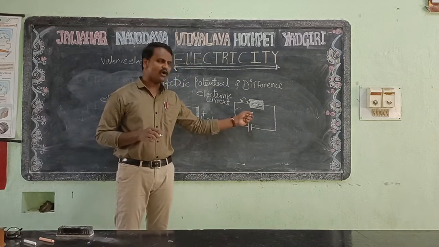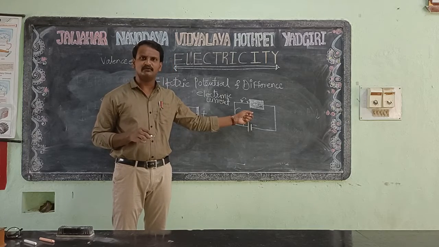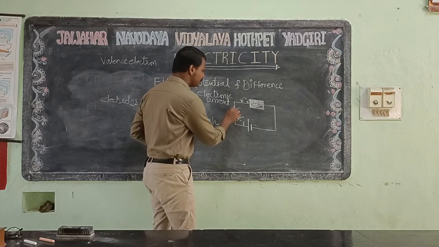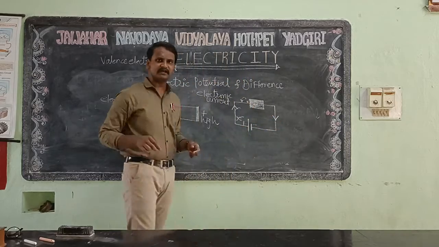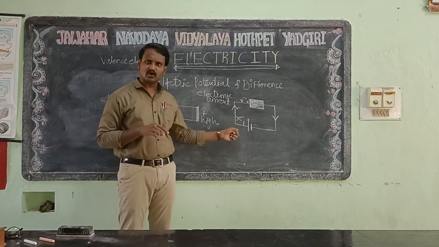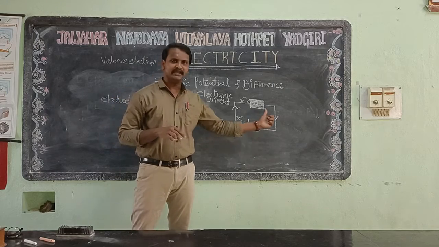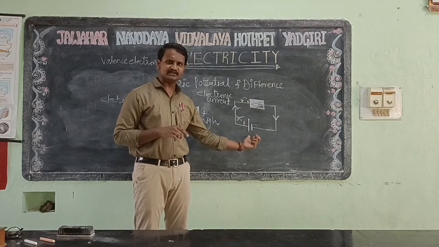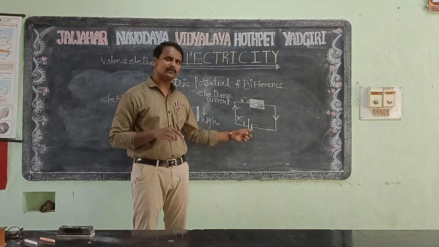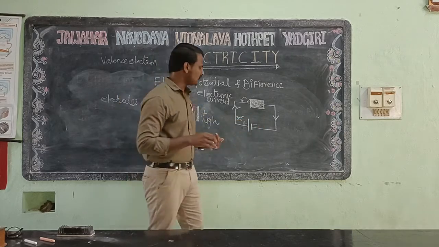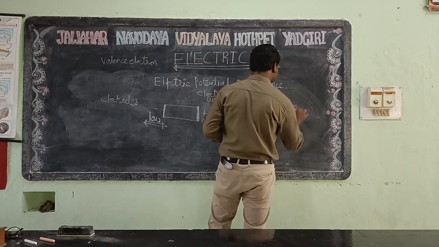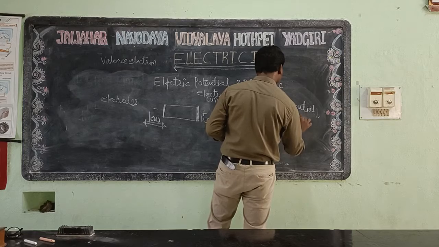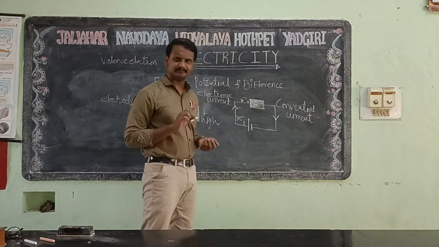The electronic current, the flow of electrons, will be opposite to the flow of current. Just consider it as an electronic flow, and we will consider the flow of current from positive to negative. For our convenience, we are considering the flow of current from positive to negative, but the actual flow of electrons is from negative to positive. That is called electronic current, and the current flowing from the positive terminal to the negative terminal is called conventional current.